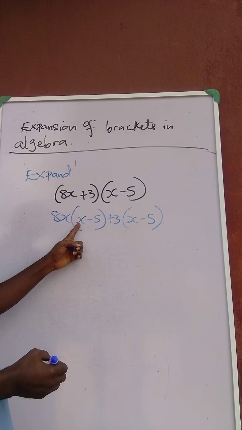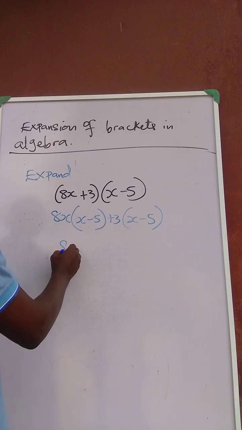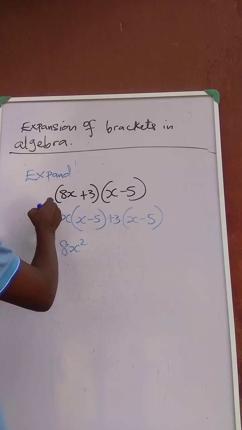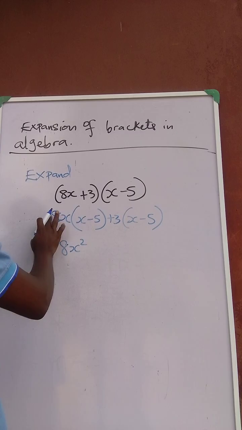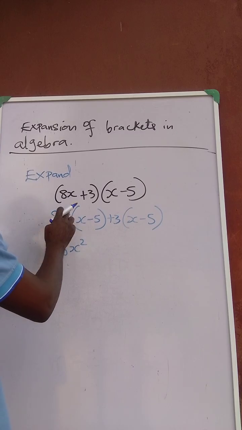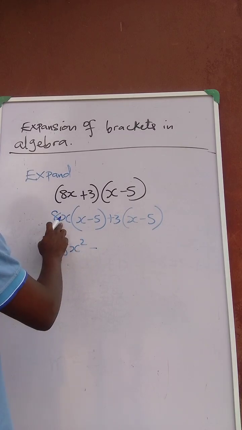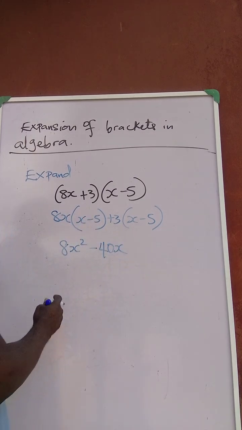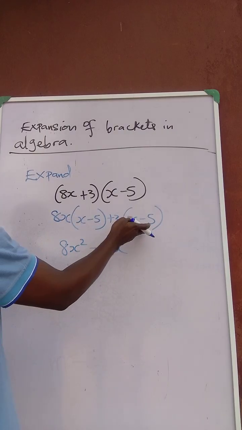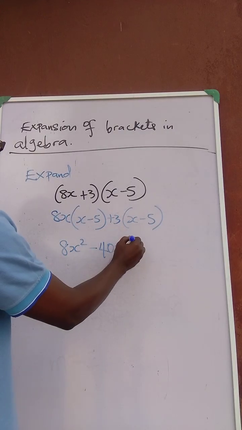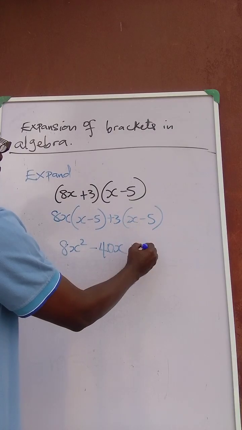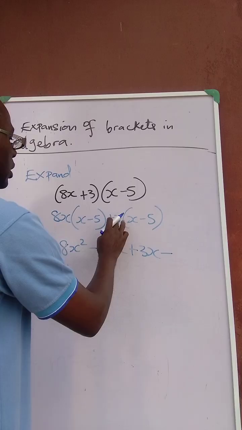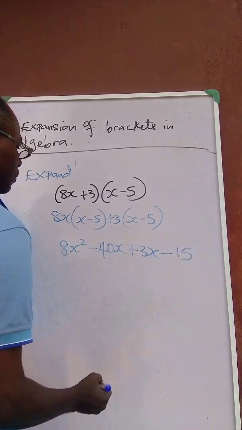So 8x times x, that will give us 8x to the power of 2. 8x, now there's an invisible plus here. Anytime you don't see any minus in front, it means plus. Plus times minus, we have minus. 8x times 5. We are done with this bracket. Now we come here. Plus times plus, we have plus. 3 times x, we have 3x. Plus times minus, we have minus. 3 times 5, we have 15.